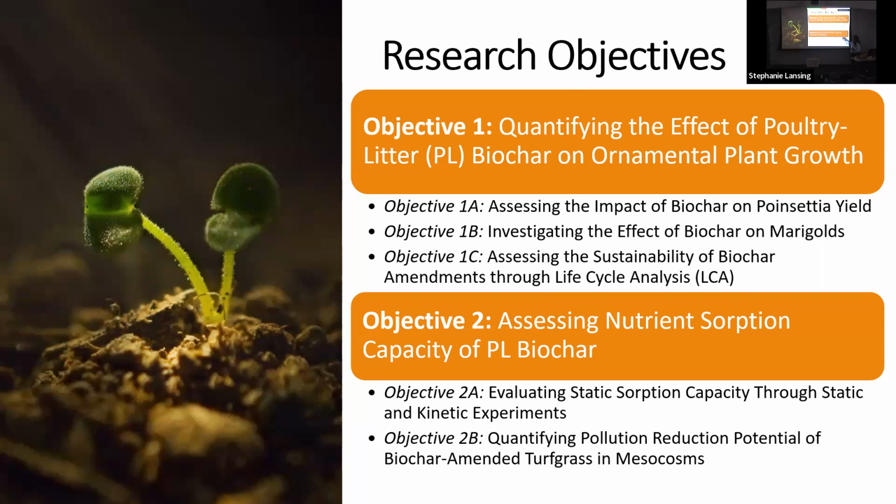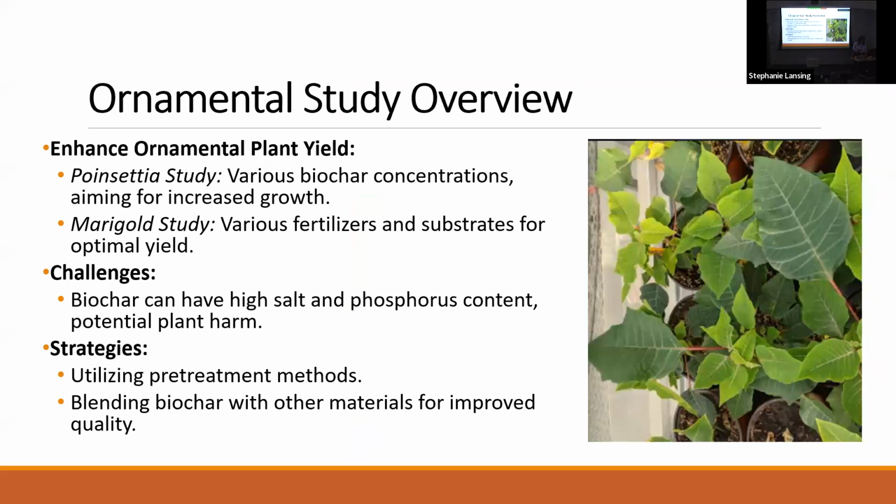So this is done through not just lab scale studies of static and kinetic tests, but also in greenhouse studies for turfgrass. So the ornamental study focuses on 2 different types of studies, the Poinsettia as well as the Marigold. The Poinsettia was run first with only really assessing various biochar concentrations, but the results from that indicated that we need to add a little more to the biochar in order to make it fully applicable. So we introduced various fertilizers and substrates as well.